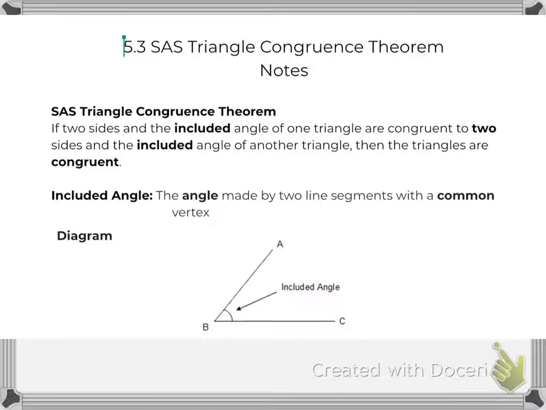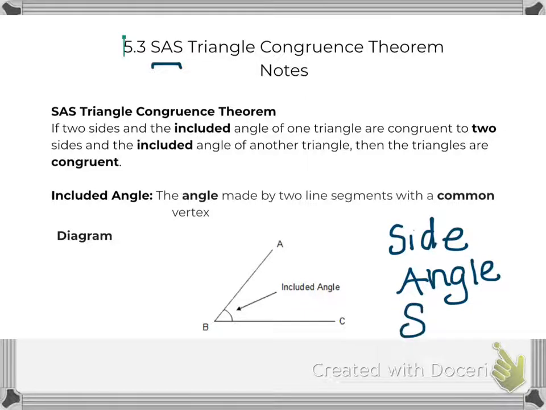Hi guys, so we're going to start looking now at 5.3 SAS, Triangle Congruence Theorem. So SAS stands for side, angle, side. So we've done SSS, which is side, side, side. Now we're going to do side, angle, side.